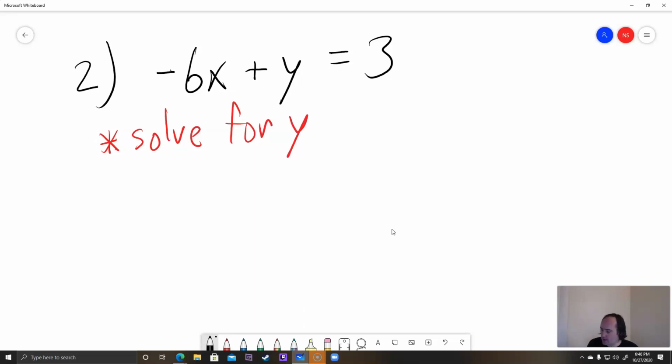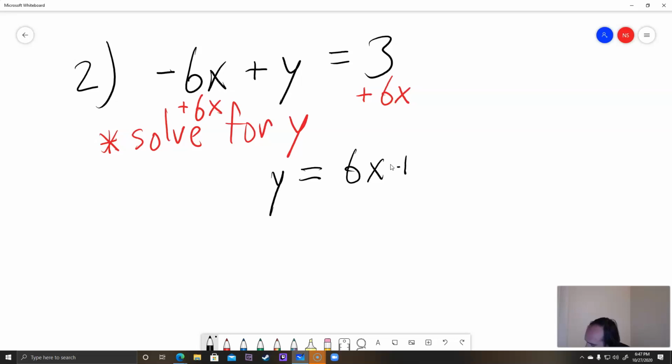We've actually got an equation where we need to isolate y on the left side, so we're going to have to get rid of the negative 6x. So how do we do that? Well, we add 6x to both sides. So I'm going to go ahead and add 6x to both sides. So that's going to give me y equals 6x plus 3. And now it's in the form y equals mx plus b. We can easily see that it's in that form now.